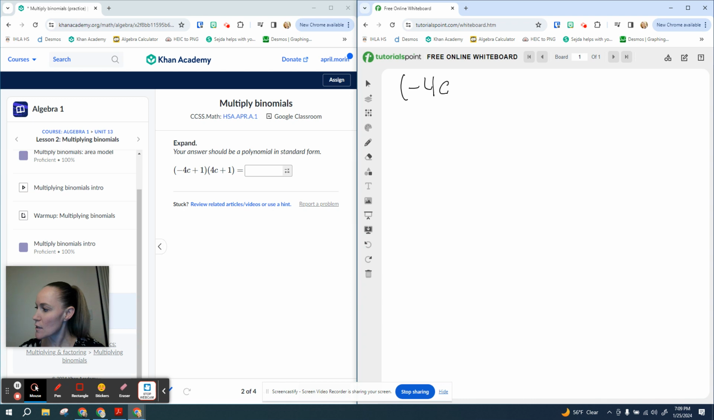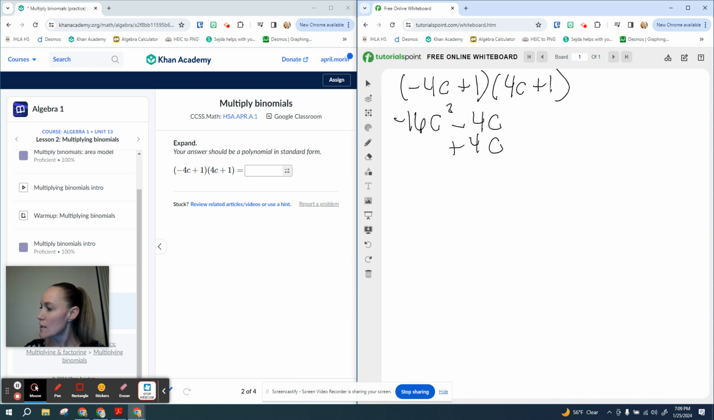Minus 4c plus 1 times 4c plus 1. Okay, so I have a negative 4 times a positive 4, which is a negative 16c squared. And then I have negative 4 times a positive 1, so negative 4c. And then I have a positive 1 times a positive 4c, plus 4c. And then I have a positive 1 times positive 1. 1 times 1 is 1, so plus 1.